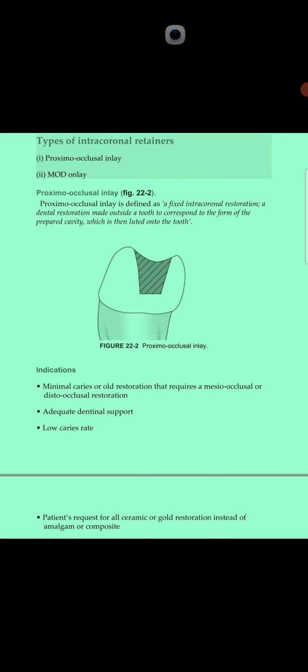First is the proximo-occlusal inlay. In figure 22.2 is the proximo-occlusal inlay. Proximo-occlusal inlay is defined as a fixed intracoronal restoration, a dental restoration made outside a tooth to correspond to the form of the prepared cavity, which is then luted onto the tooth. Mean they are formed outside the tooth in the lab and they are luted onto the tooth structure. This is the proximo-occlusal inlay.